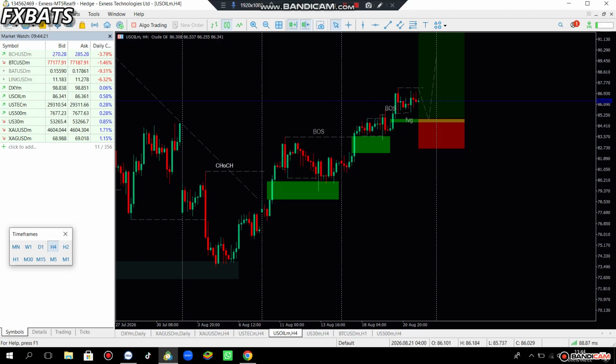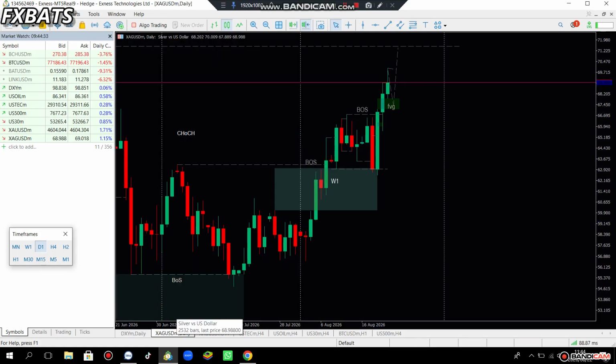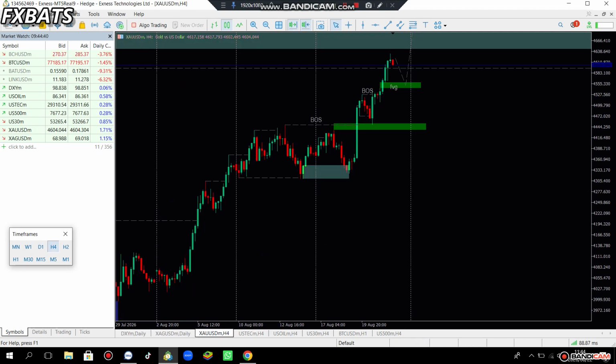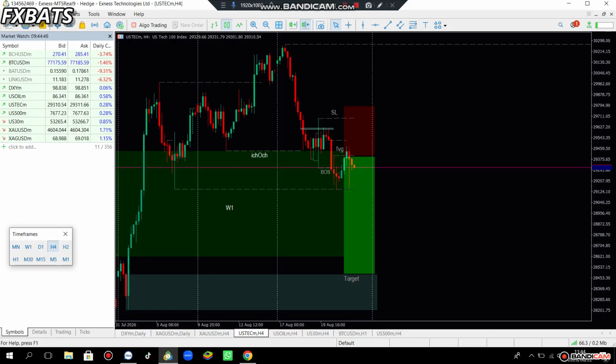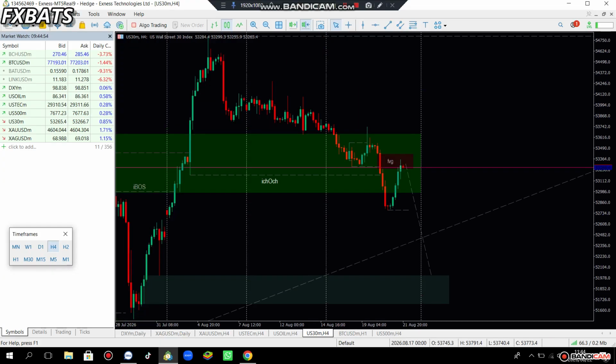So lastly, we talked about the DXY. The DXY, we're hoping for a bullish move Monday, Tuesday, and gold, silver, we're hoping for a bearish move Monday, Tuesday. That will be the retracement. And also gold, a bearish move, a retracement Monday or Tuesday. Nasdaq, we're still on a retracement. We're still selling because we're still on a pullback. US30, we're still on a pullback.